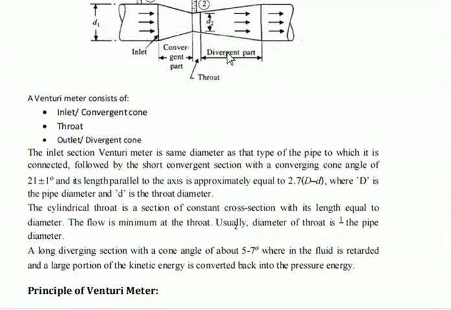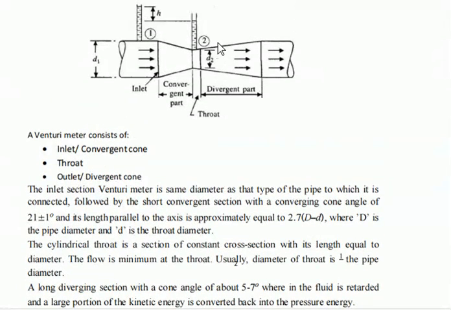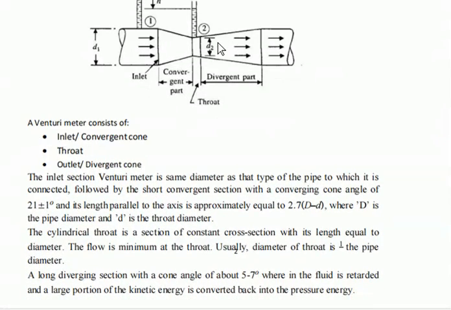Here the energy transformation takes place. Which energy to which energy? Kinetic energy is converted back into pressure energy. That's why the divergent part is so large. This is about the venturimeter, and it is very important in your fluid dynamics.